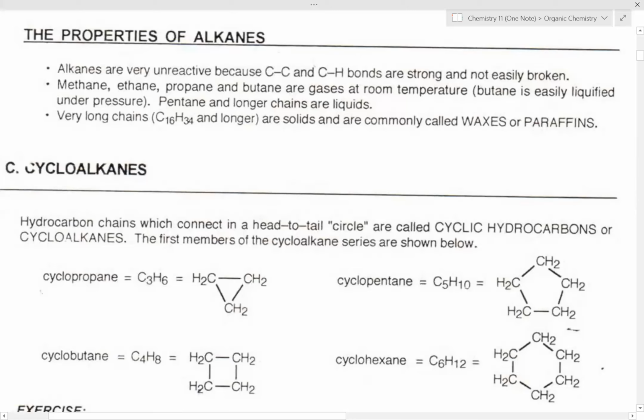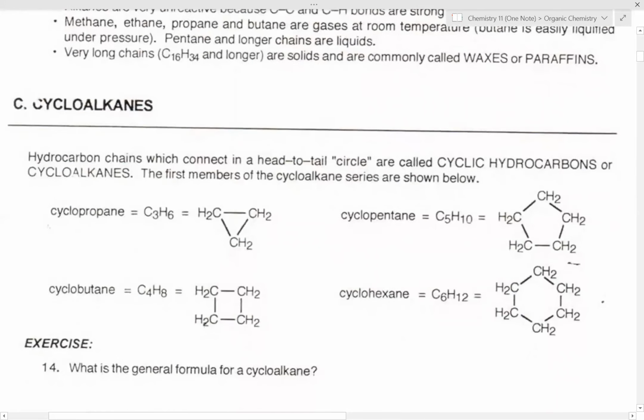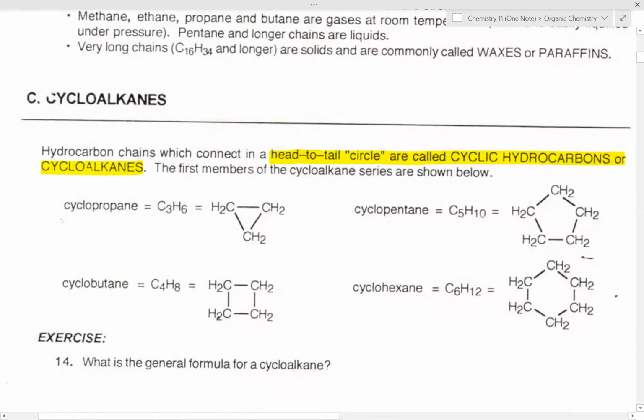Now, what I gave you last day was the basic foundations for everything else. Now, there's something called cycloalkanes. Cyclo means that they are connected in a head-to-tail circle, called cyclic hydrocarbons or cycloalkanes. Now, they give you an example of some common cycloalkanes.